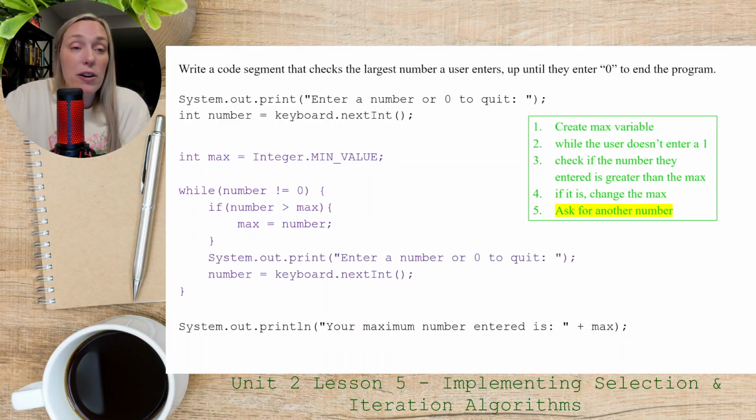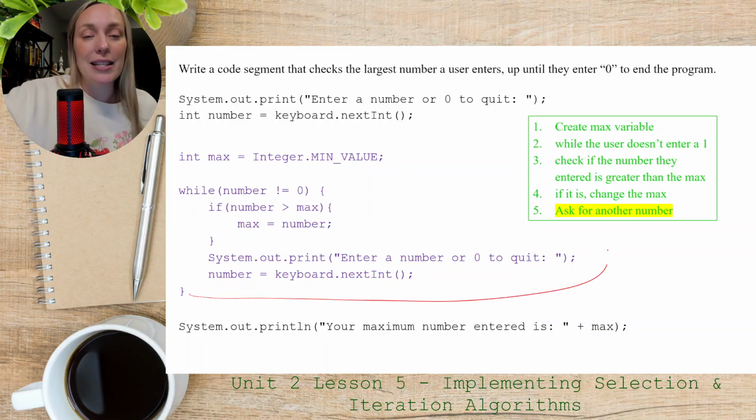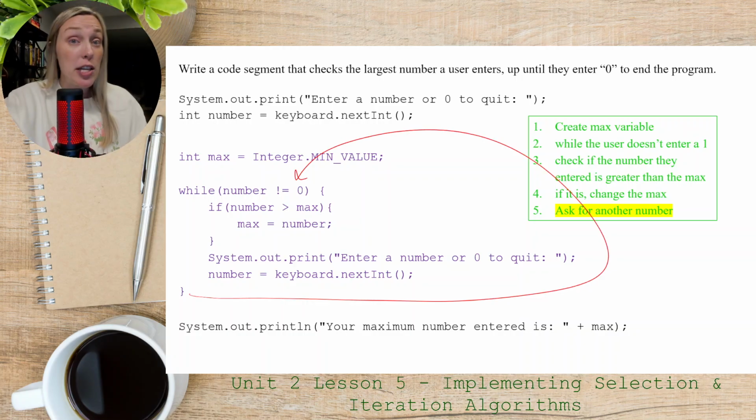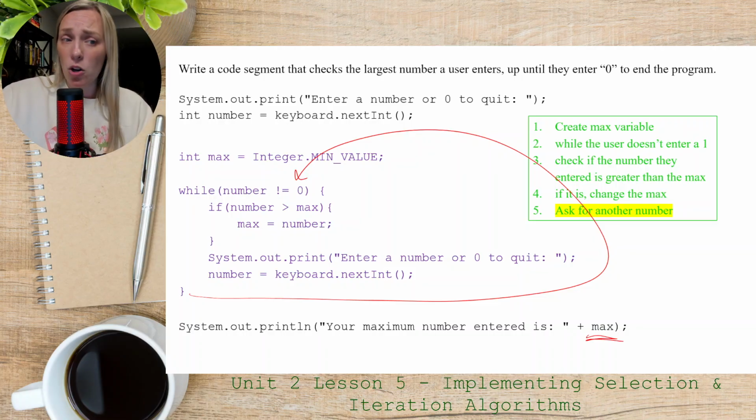If it's not, or if it is, whatever the case is, we then want to ask them for another number. Enter a number or 0 to quit, number equals keyboard.nextInt, and then we want to check this again. Because if they enter a 0, all of a sudden number equals 0, then the loop stops, and we have our max value. If they entered anything else, we go through that comparison and ask the user for a number again.